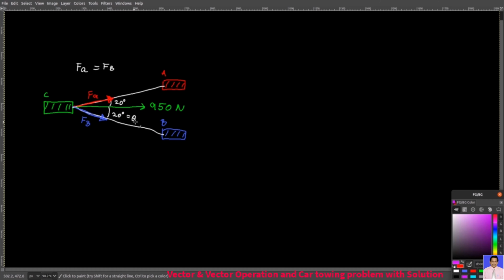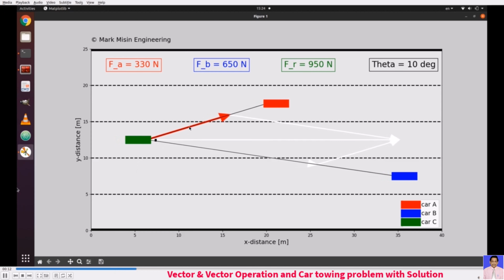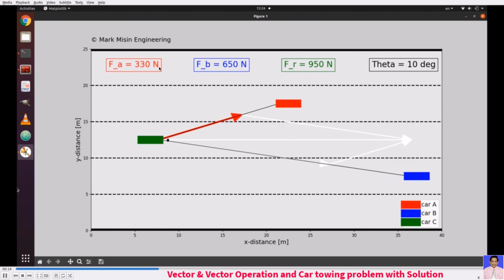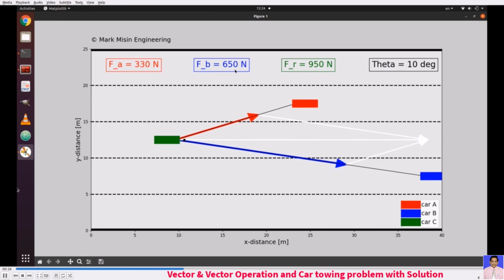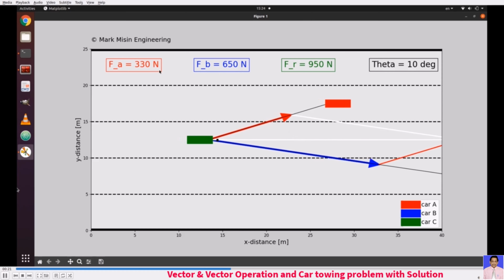And now, what if instead of theta equals 20 degrees, I make theta equal 10 degrees? Well, then this is what you will get. FA is 330 newtons, and then FB is 650 newtons, a lot bigger than FA.